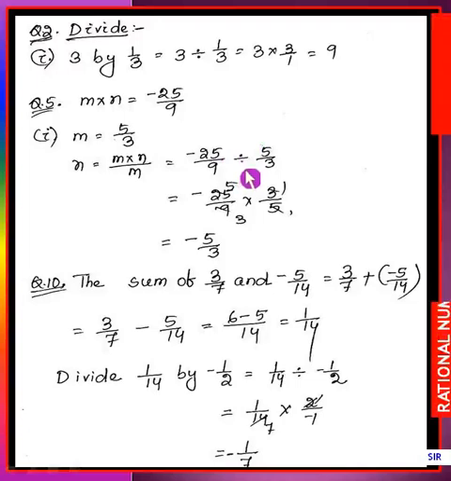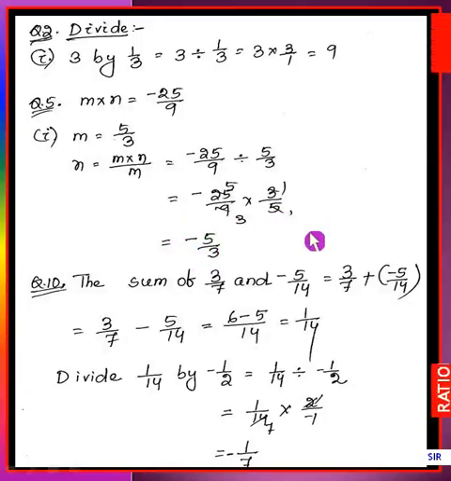So I am writing this format only: divided by 5 by 3 equal to minus 25 by 9 into 5 by 3 can be written as 3 by 5. Reciprocal it. 3 1 ja 3, 3 3 ja 9, 5 1 ja 5, 5 5 ja 25. Minus by plus equal to minus sign, 5 1 ja 5, divided by 3 into 1 equal to 3. So minus 5 by 3.